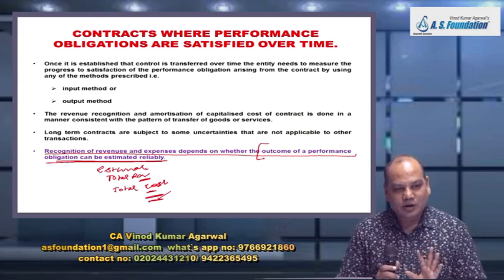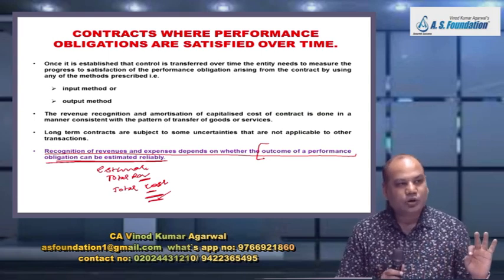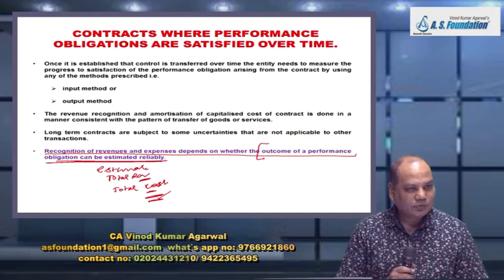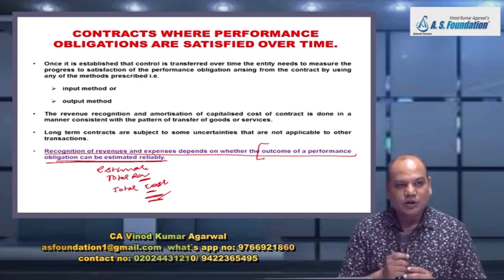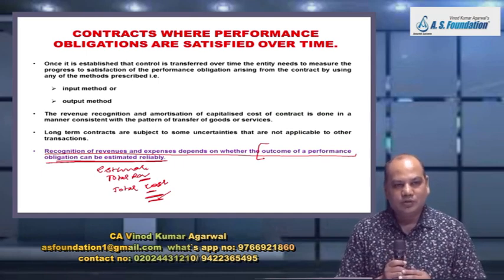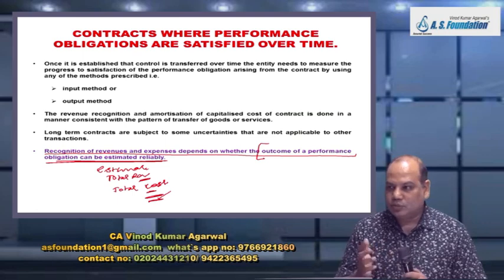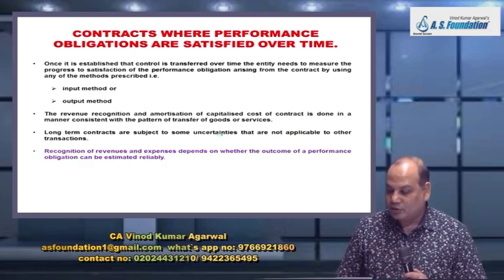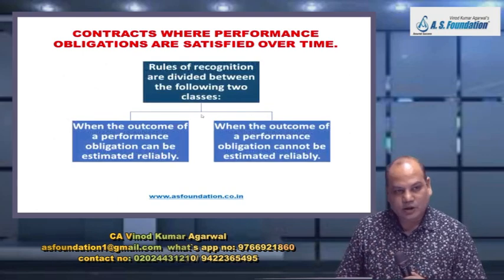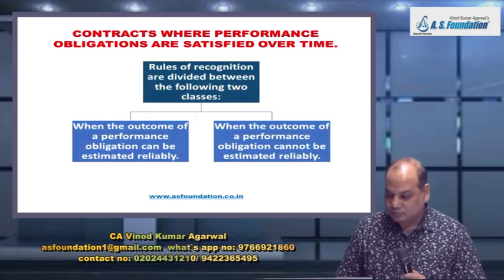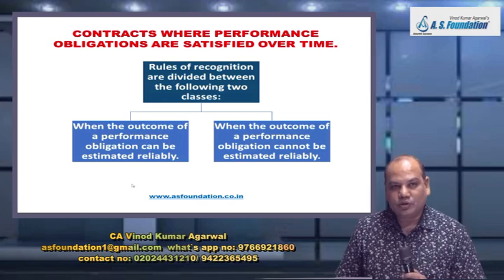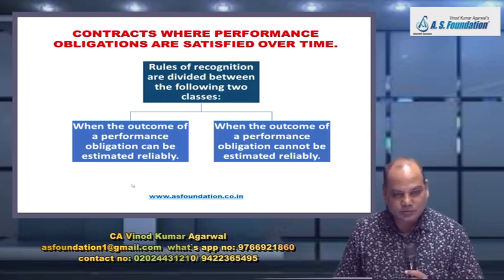Revenue will be recognized only to the extent of cost incurred. What is the rule here? Revenue will be recognized only to the extent of cost incurred. So how much profit will be recognized? No profit. But when you can predict the outcome of the contract reliably, then revenue and cost will be based on percentage of completion.